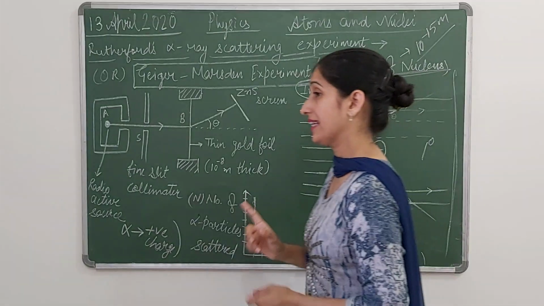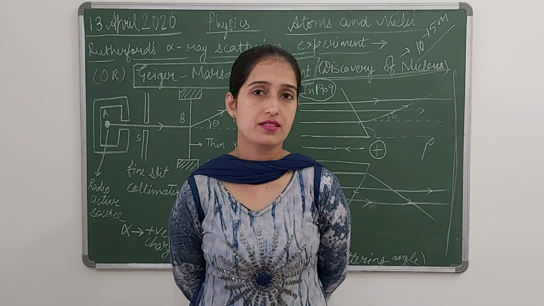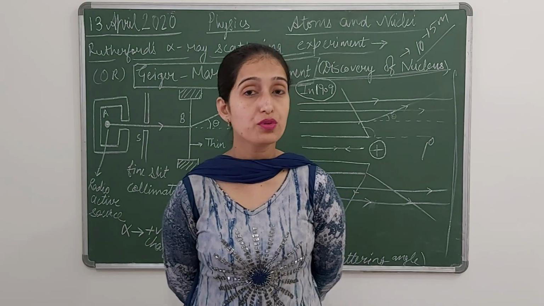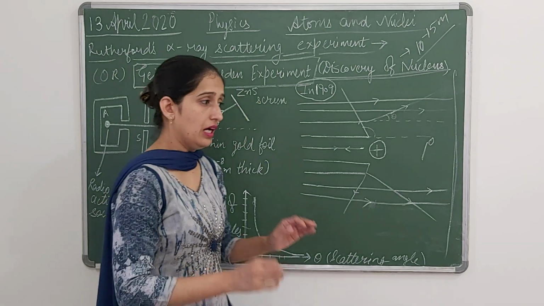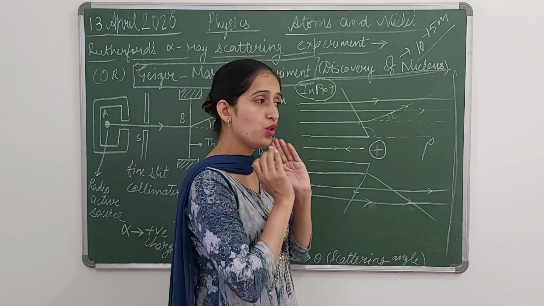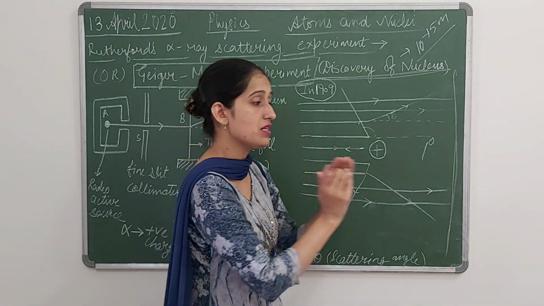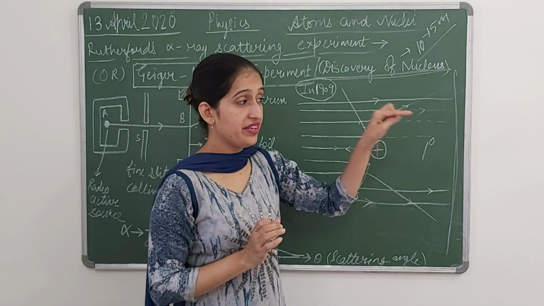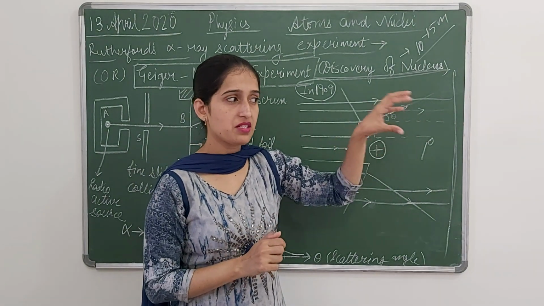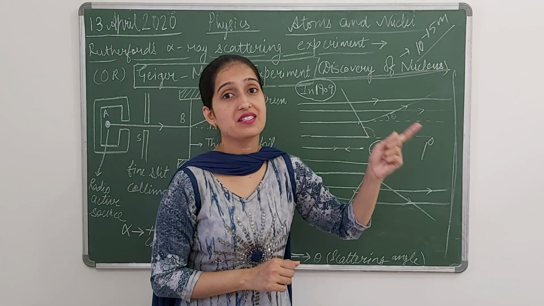Second thing, I am saying alpha particles are not lightweight particles. 2 protons and 2 neutrons are present there, which means they have some mass. And if a thing which is not light, which has some heavy mass, is retracing its path, that means the positive thing present inside the atom also has some mass.